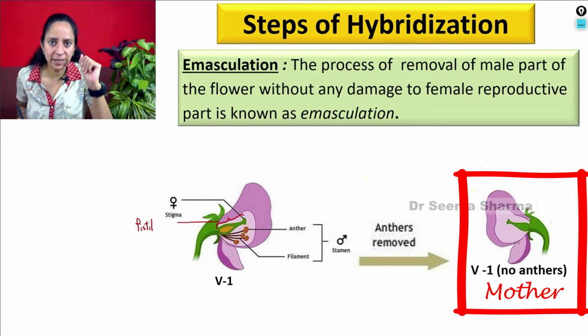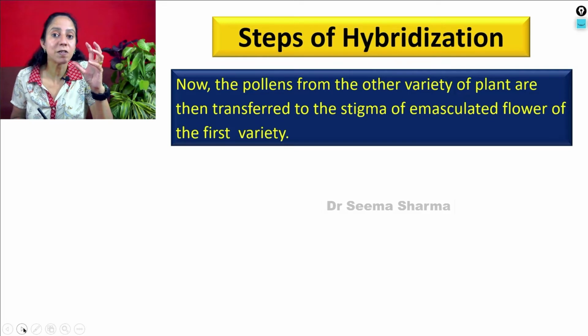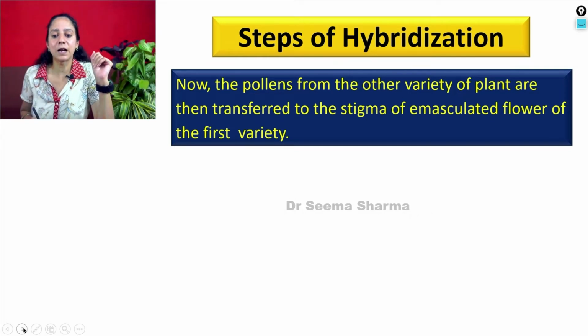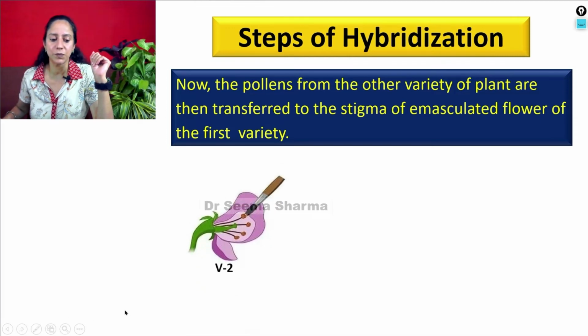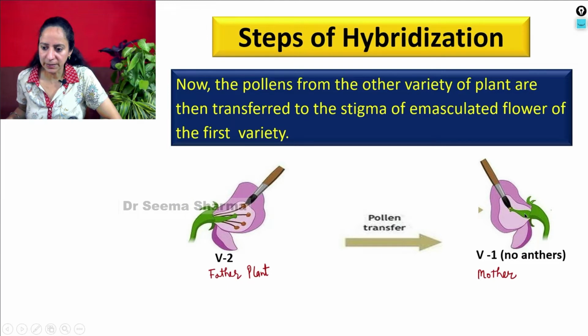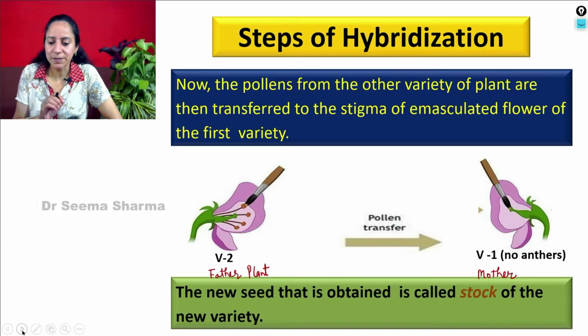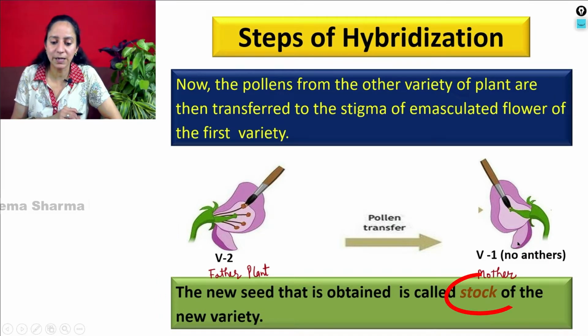So this is a variety 1 mother plant. Now the pollen from the other variety, which is the father plant, is transferred to the stigma of the emasculated flower of the first variety. So now there will be fertilization and setting of seeds. The new seeds that are obtained in this are called the stock of the new variety.